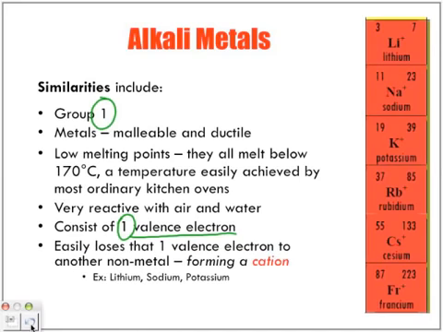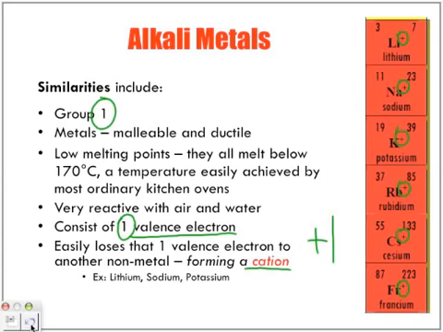Easily loses that one valence electron. So remember, if we lose electrons, we form cations, which contain a positive charge. So if we lose one electron, we will all have a +1 charge. And notice, they're all labeled with a plus, right, or +1.